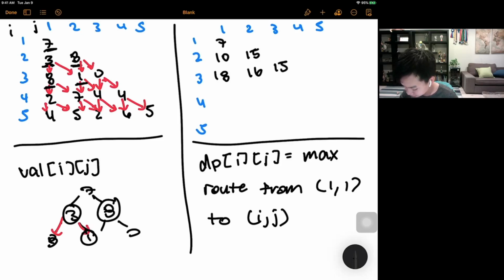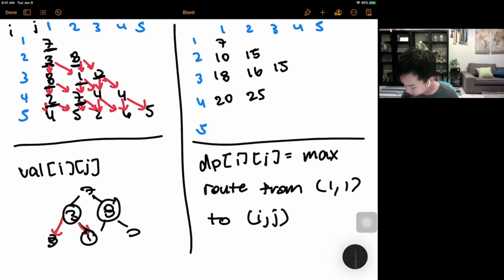For the fourth row, you can see that 2 only has one parent, so it would be 18 plus 2, which is 20. For 7, you can see that it has two parents, 8 and 1. So you would take the maximum of 18 and 16 plus 7, which is 25.